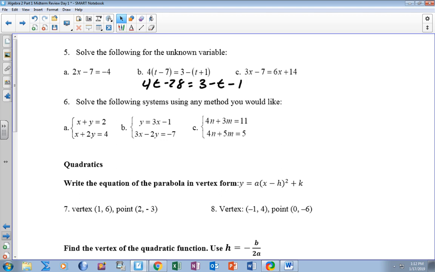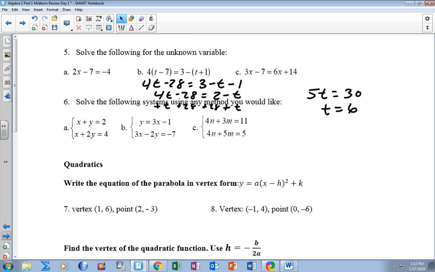Hopefully you did not distribute the 3 through. So in this case, we would end up with 4t minus 28 equals 2 minus t. So let's finish solving this one. Then I would add t to both sides, and add 28. That gives me 5t equals 30, so t should equal 6.